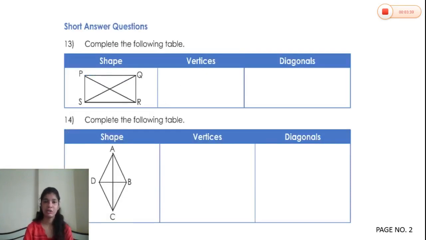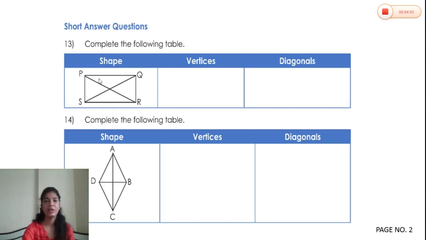Short answer question 13. Complete the following table. Here a shape is given. We have to write the vertices and diagonals. The shape is named rectangle PQRS. So we have to write the vertices and diagonals.